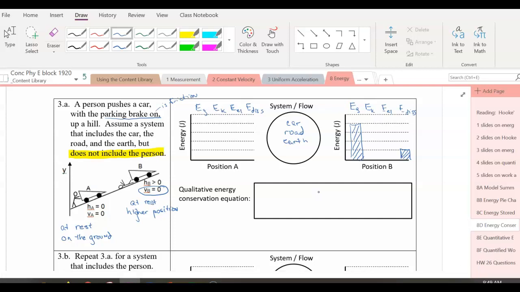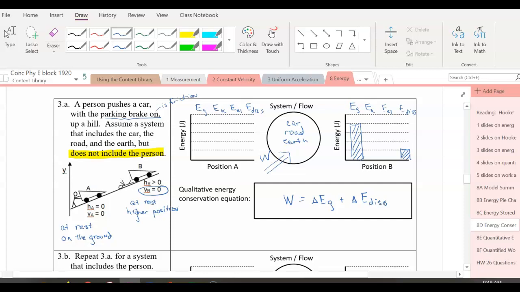The person, poor thing, look at them, they're exhausted at the end. They're laying on the ground. They're not dead, but they're just very tired because they have pushed this car with the parking brake on up this hill. And so they did work. They applied a force and they caused a displacement. And those are the two criteria for doing work. And so our conservation equation becomes the work equals the change in the gravitational energy plus the change in the dissipated energy.